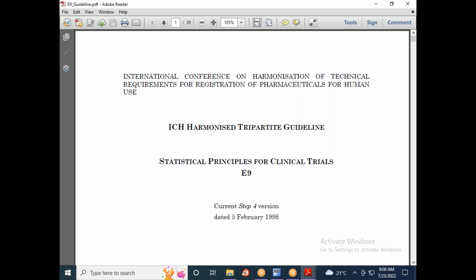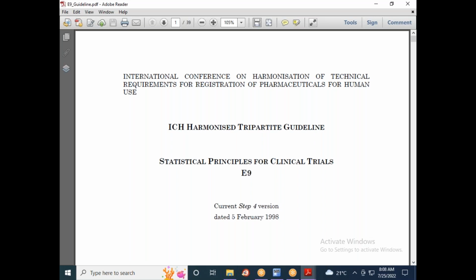So it is a guidance on statistical principles, you see, right? Statistical principles for clinical trials. Right. So this is the E9 guidance document.